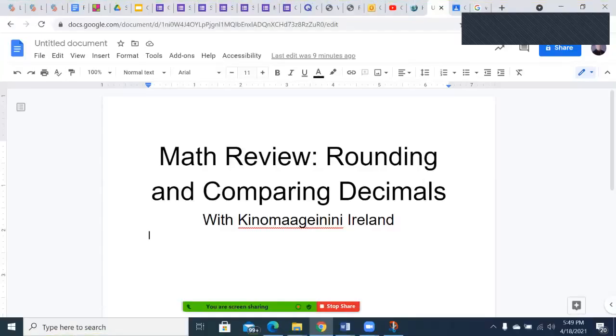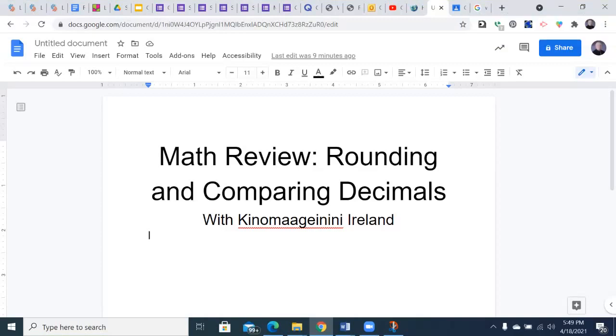Today's topic, rounding and comparing decimals. All right, so let's begin with rounding. And let's start with 2.25, rounded to the tenths place. To be able to round with decimals, you need to remember your place value.